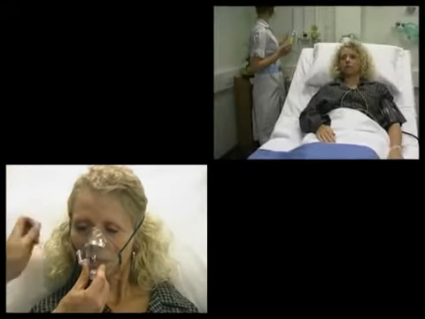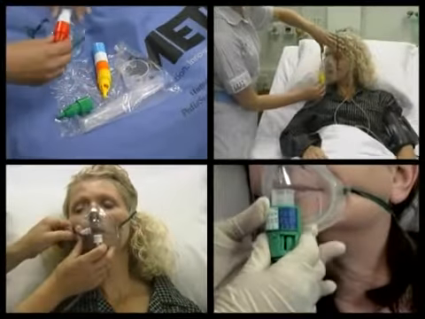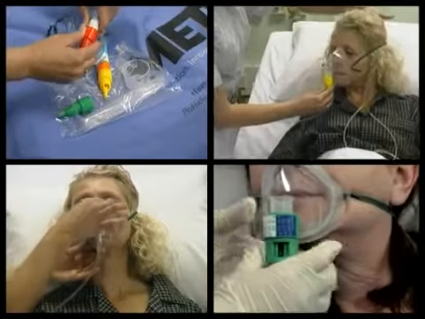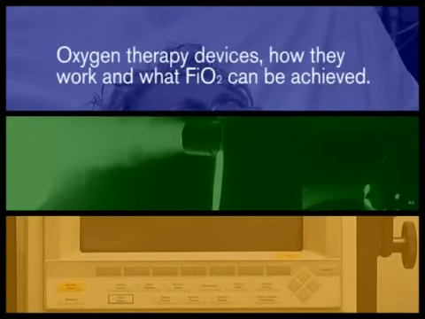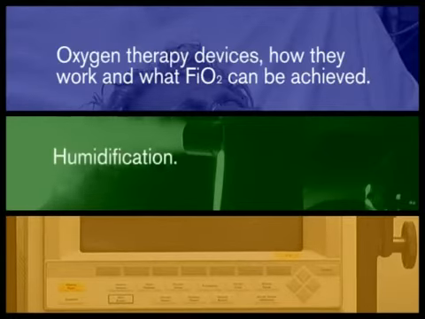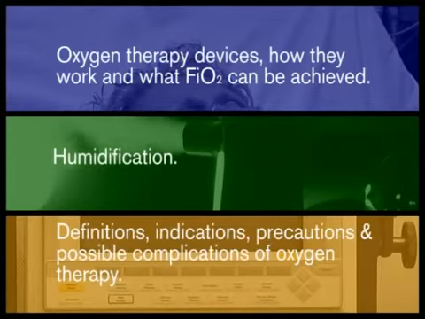The following material describes the main types of device commonly used for delivering oxygen therapy. We hope this will increase the level of knowledge in this important discipline. The presentation is divided into three sections: oxygen therapy devices, how they work and what FiO2 can be achieved; humidification; definitions, indications, precautions, and the possible complications of oxygen therapy.